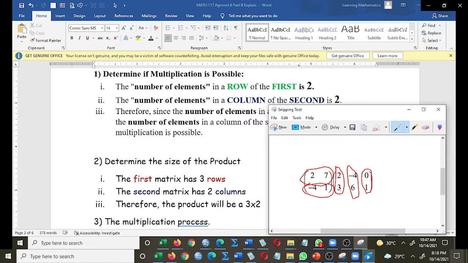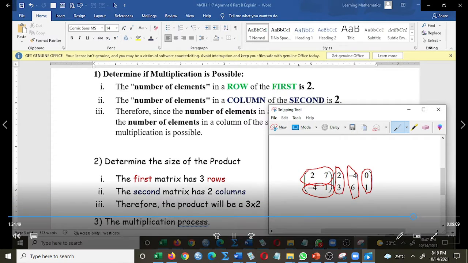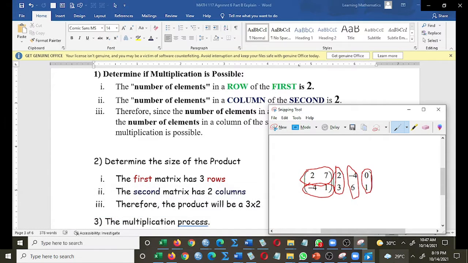Now what about the size of the matrix? You identify how many rows are in the first. Each row has 2 elements, but you don't know how many rows there are. There is 1 row, there are 2 rows. So you have to have a 2 by what? How many columns in the second? 1, 2, 3. So it will be a 2 by 3. And then you proceed to multiply. How? 2 times 2 plus 7 times 3, 2 times minus 2, and that's how you multiply matrices.